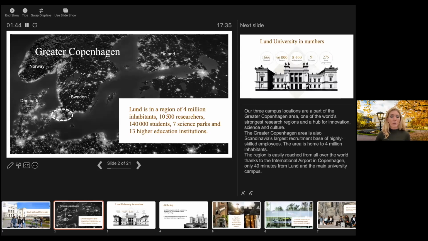And Lund University is actually located only 40 minutes from Copenhagen. So there's a bridge across there. So it's very easy to travel between the two countries as well.